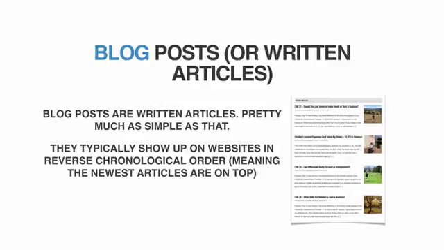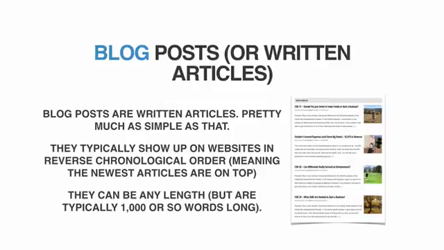They typically show up on websites in reverse chronological order. What that means is the newest articles are on top, and as you scroll down and click over to additional pages, you're going to see things go back in time. The reason it's that way is so that the freshest content, the newest and latest stuff, is always front and center. It's always on top. When you get to the website, there it is.